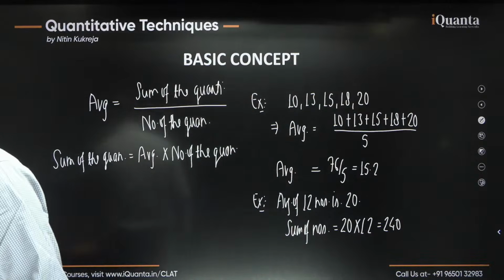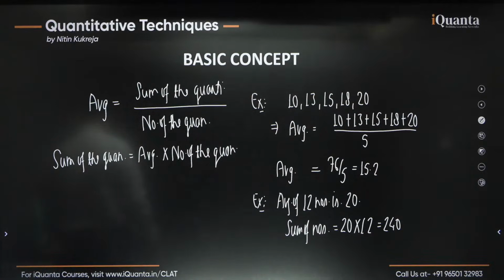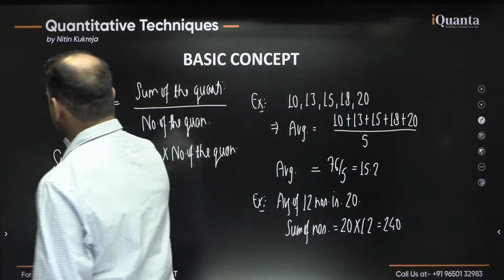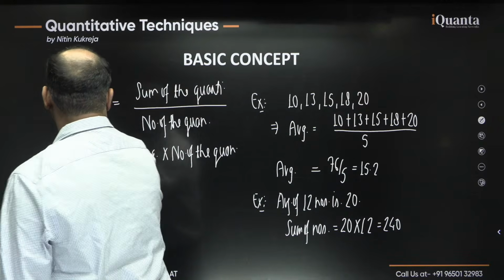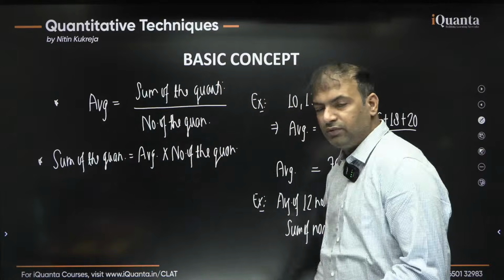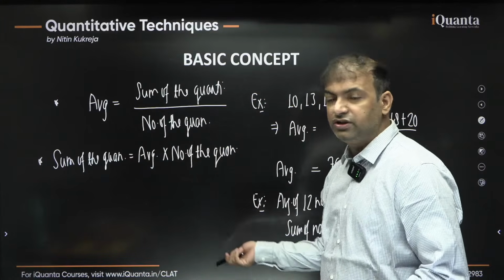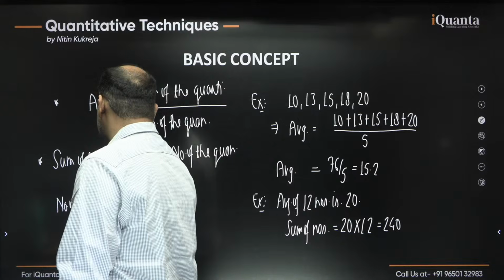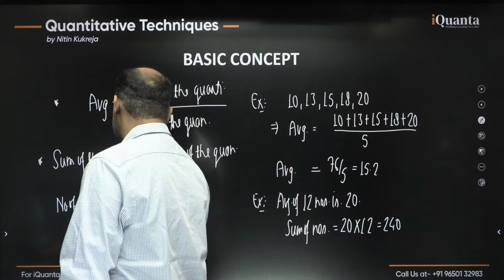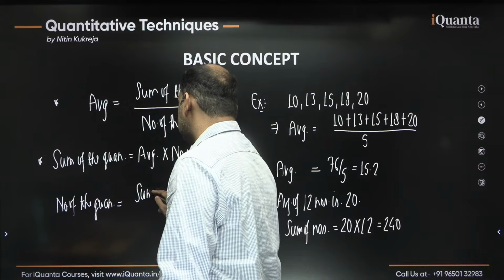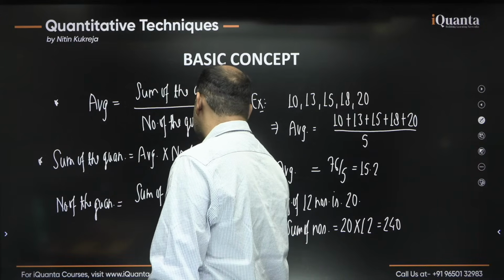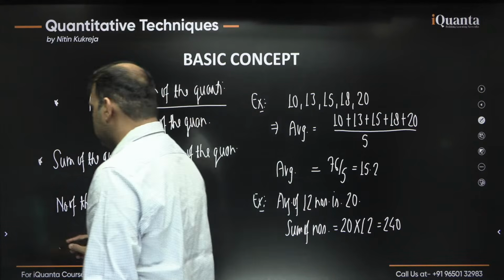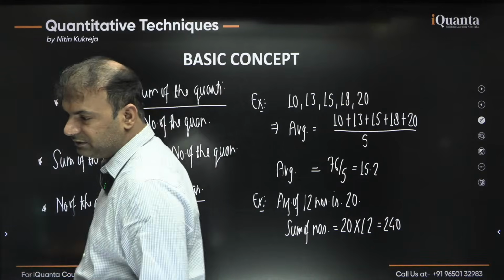I'm sure this must be clear to everyone, right? Simple things. Now guys, with the same, we can use one more formula. In this formula, we knew that average is the sum of the quantities divided by the number of the quantities. Then the sum of the quantities is average into the number of the quantities, and now the number of the quantities is the sum of the quantities divided by the average. So that is the third formula based on the same. Simple.